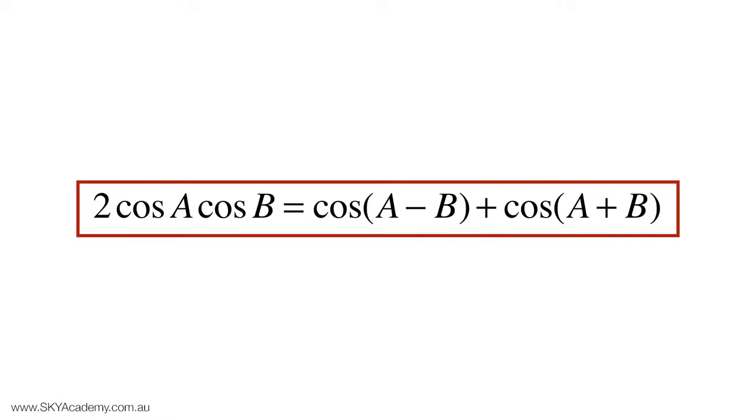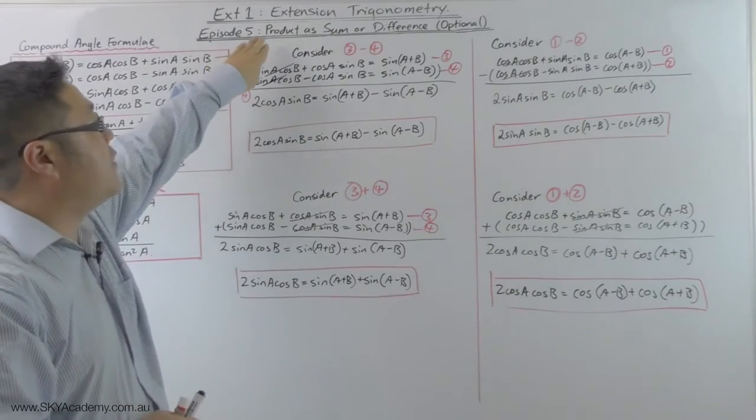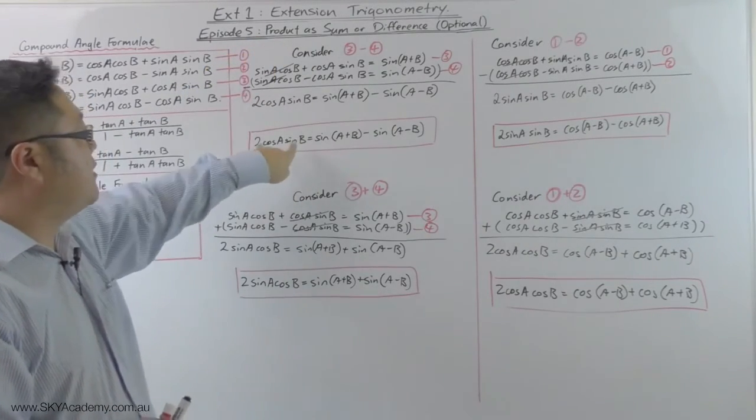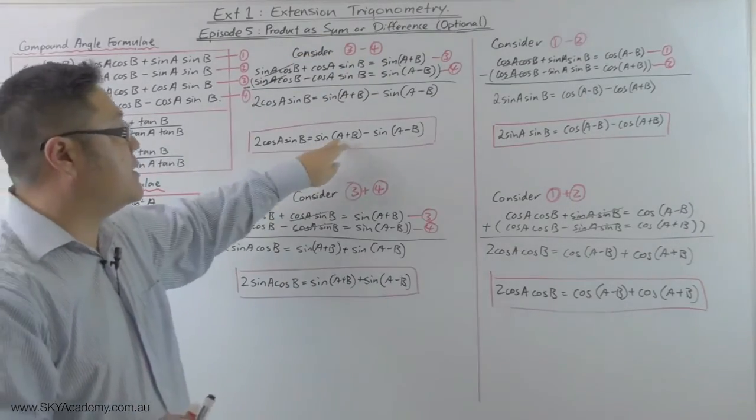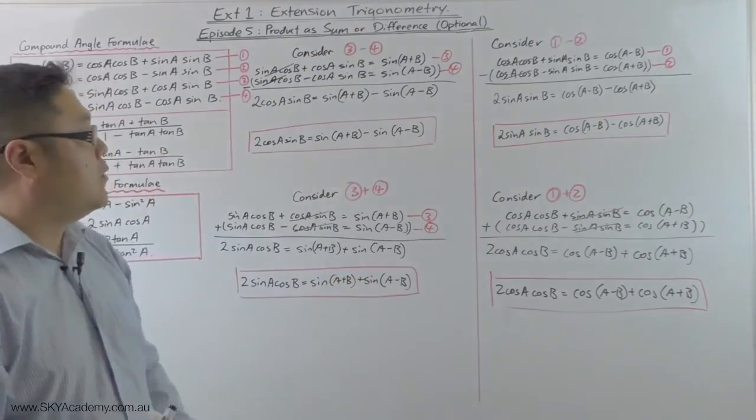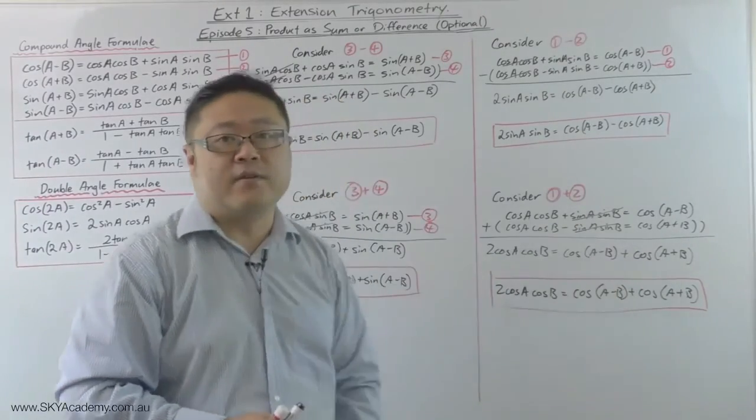Cool. So they're the 4 formulae that you need to know to go from the product to a sum or difference, being the sum of the sines or the differences of the sines, the sum of the cos or the differences of the cos.